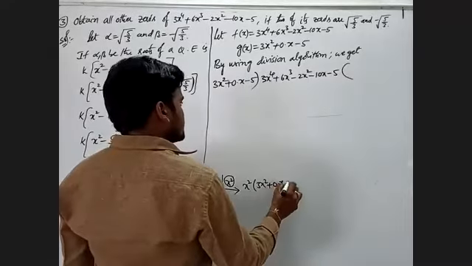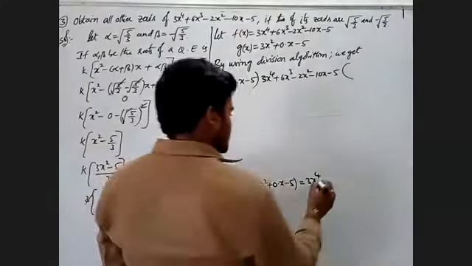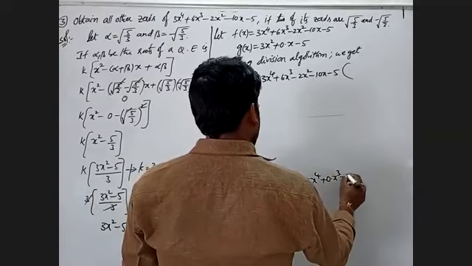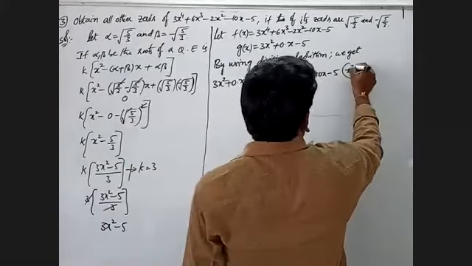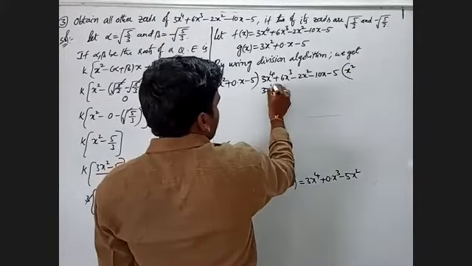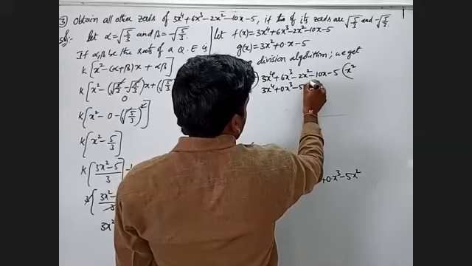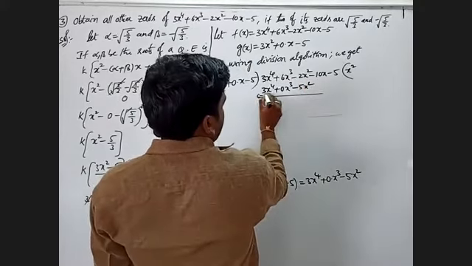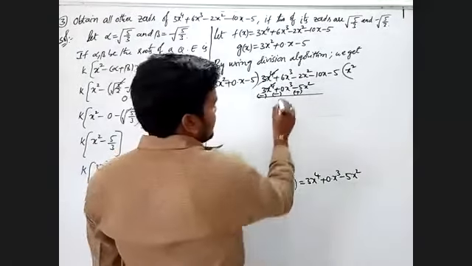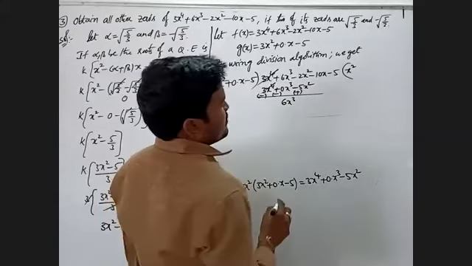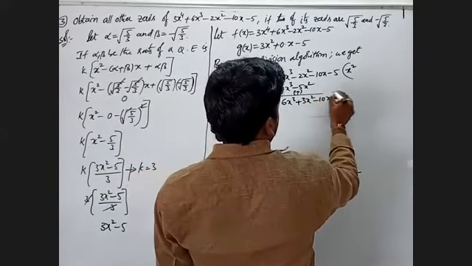x square into 3x square plus 0 into x minus 5 will become 3x power 4. 0 into any value is 0. X square into x is x cube. Minus 5 into x square is minus 5x square. So the given value is x square. That is right. 3x power 4 plus 0x cube. After I write minus 5x square, I have to change the signs. Minus again, I take the symbol plus. That is, both will be cancelled. 6x cube plus 5x square minus 3x square is 3x square minus 10x minus 5.